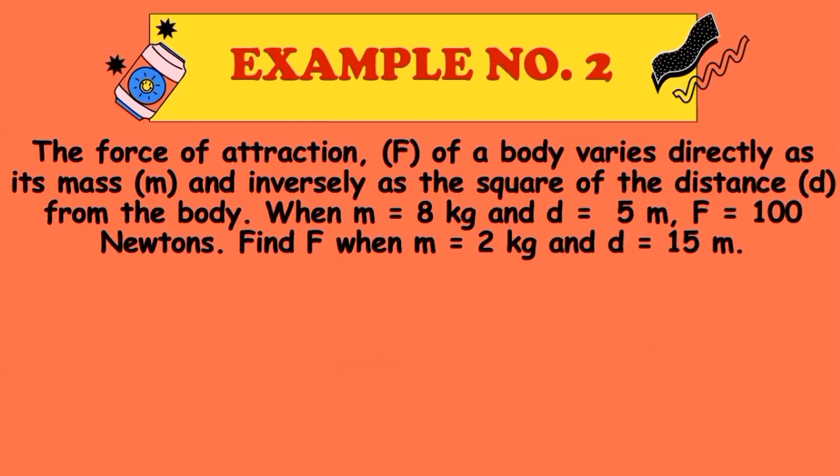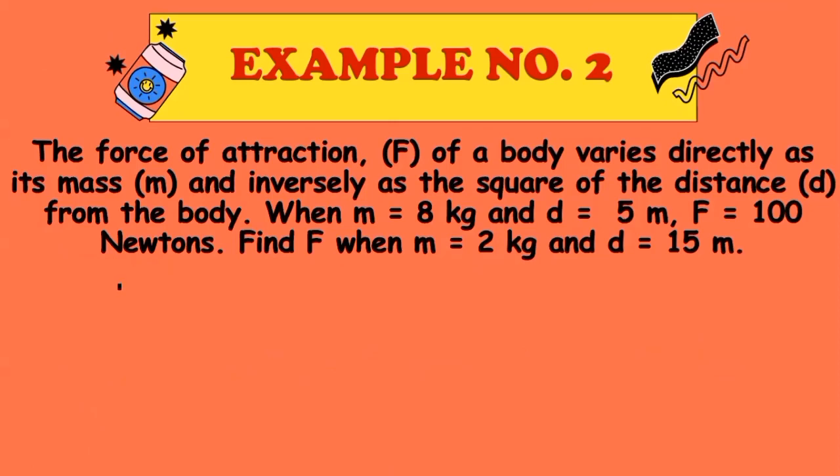The force of attraction of a body varies directly as its mass and inversely as the square of the distance from the body. When M is 8 kilograms and D is 5 meters, F is 100 newtons. Find F when M is 2 kilograms and D is 15 meters.